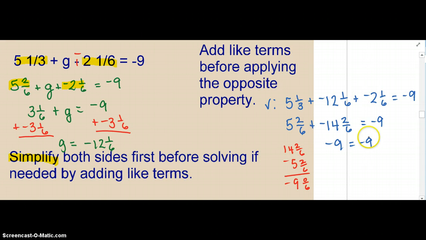You will see over to the right-hand side, I have showed my check step by substituting in my answer, -12 1/6 for G, getting common denominator with the 5 1/3 to 5 2/6, and then adding everything together. So here I added these two numbers first since they had same signs, and then when I added my different signs, I actually show the work here because you have to subtract and then keep the sign of the bigger. So this one is correct.